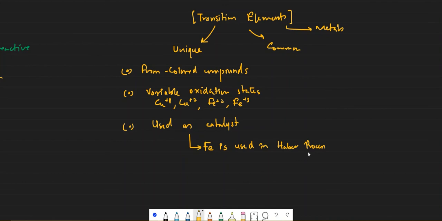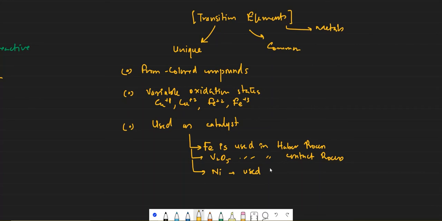Right, there's vanadium oxide. Vanadium is a transition element. It is used in the contact process, which is actually a process used to manufacture sulfuric acid. Then there is nickel. Nickel is used to make margarine. Nickel is a transition element.